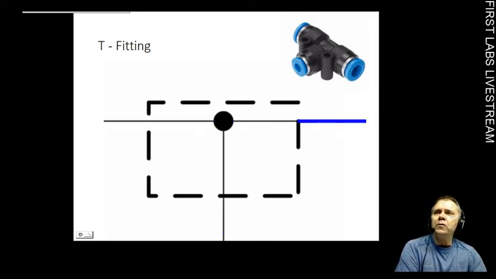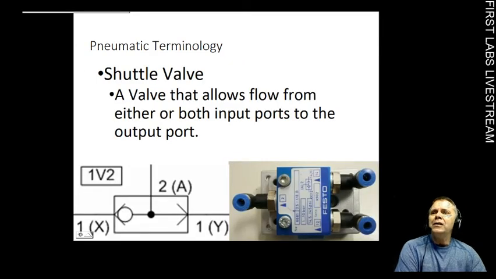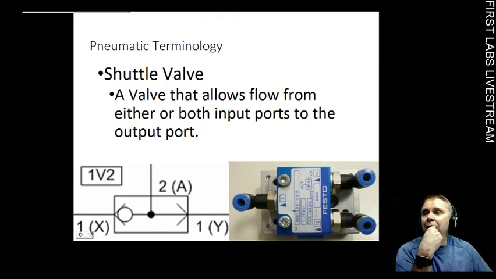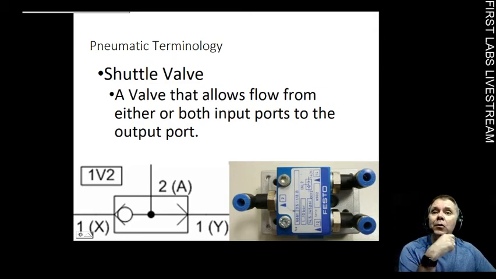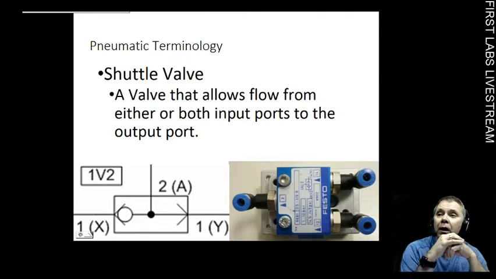A couple other special valves I'll talk about, which you don't have in your kit, but it's good to know since we're having this little chat anyways. I may as well tell you about it. This is called a shuttle valve. Now, the way the shuttle valve works is air will flow out of port number 2 if air comes in from the left side or from the right side. So if air comes in from the left side or the right side, you will get air out.